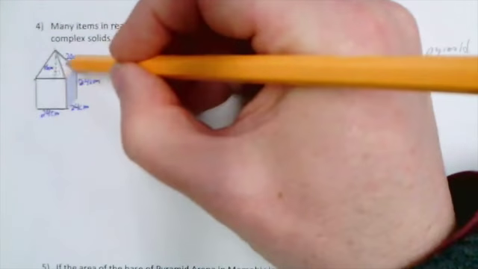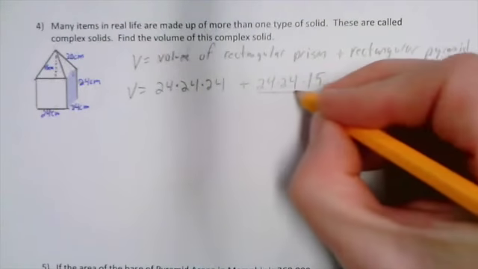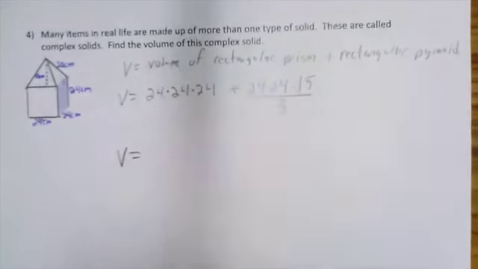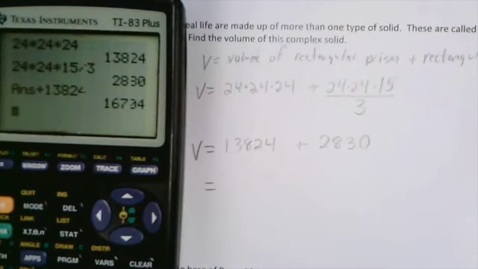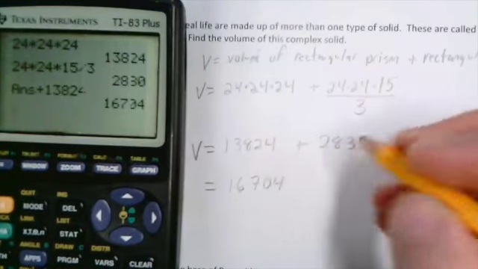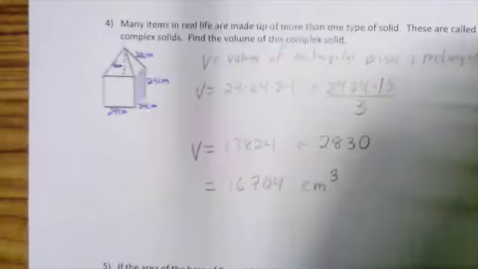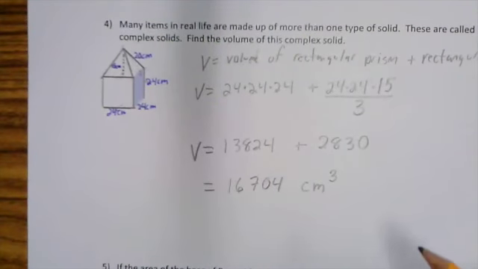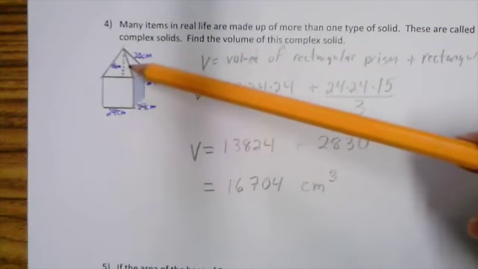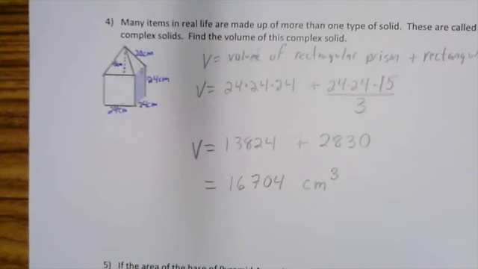And again, a pyramid takes up only a third of a prism, so we need to make sure that we divide it by 3. So then I throw that in my calculator, and I get 16,704 cubic centimeters. Okay. So again, it's a complex solid. I just simply add up the volume of one with the other one to be able to get my answer here. All right, one last problem here.